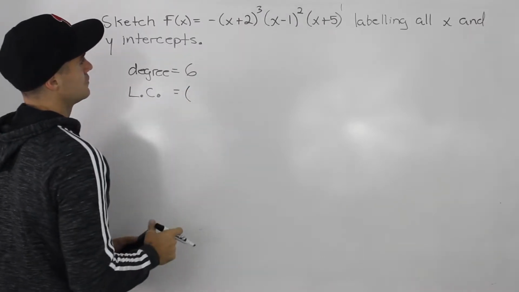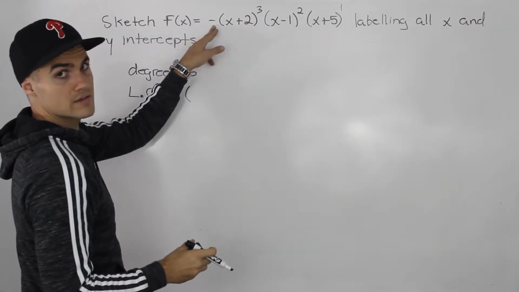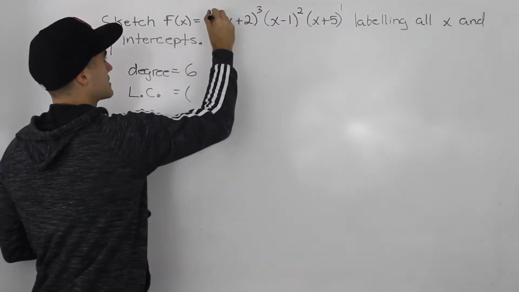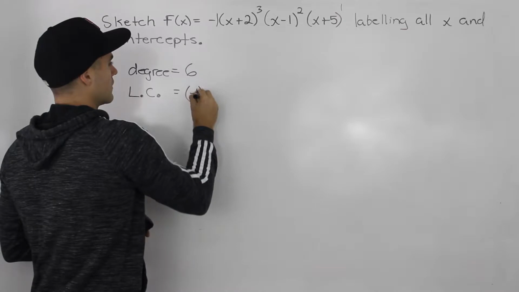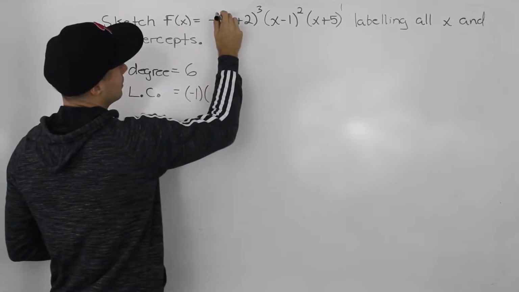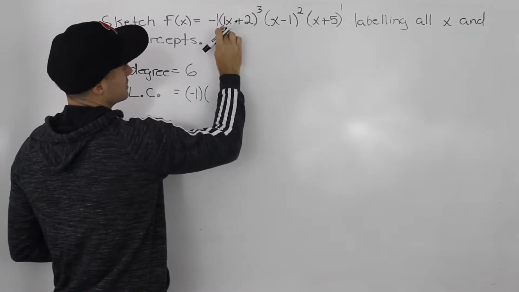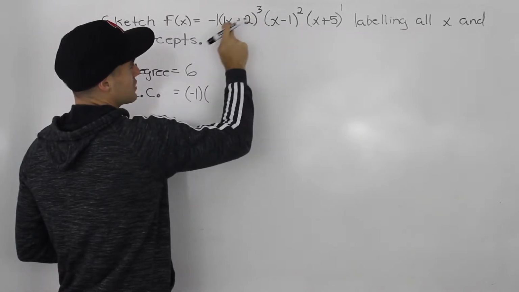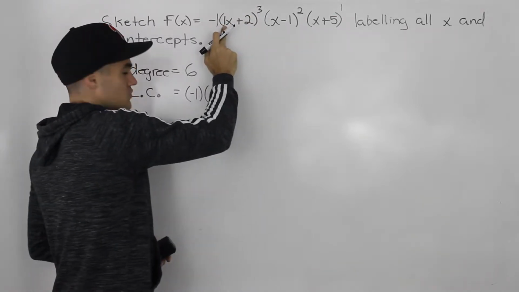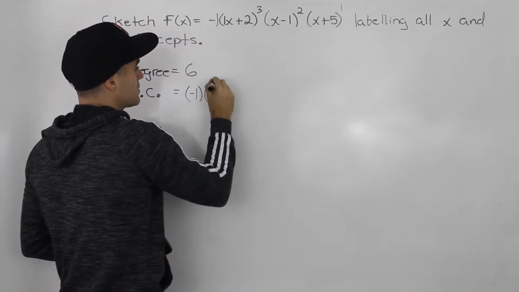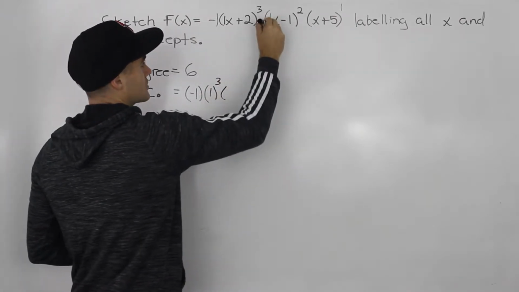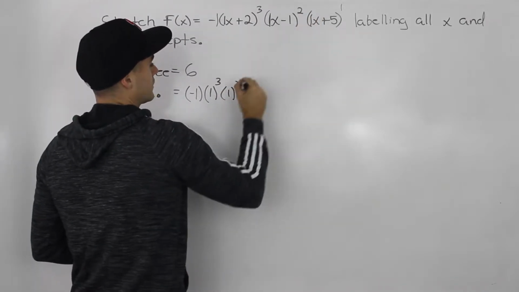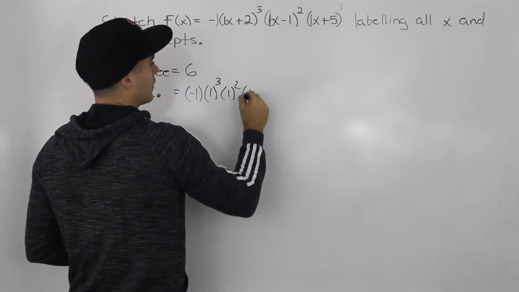Well, what you want to do is take any a value that's in front of a factored form polynomial. So here, notice how there's this -1. And then you want to take all of the leading coefficients inside the brackets and take them to the power of whatever's up there. The leading coefficient here is 1 in front of the x, so it'll be 1 to the power of 3. And there's a 1 here, so 1 to the power of 2. And there's a 1 here, which is 1 to the power of 1, which is just 1.